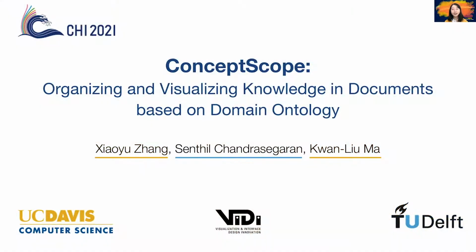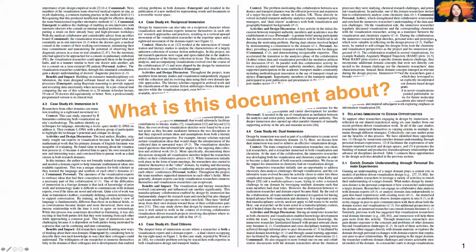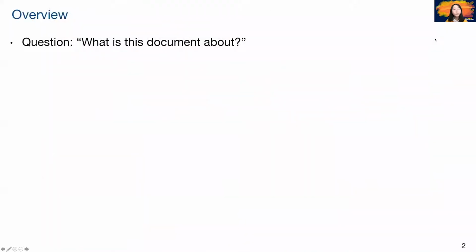Today I'll present our ontology-based knowledge visualization system, ConceptScope. When we get a new research article, legal document, or transcript of technical panel discussions to read, a common question we like to ask is, what is this document about? We want to know the answer to this question as soon as possible, and sometimes we even want to know what is this document about in a specific domain. And furthermore, what if there are more than one document to read?